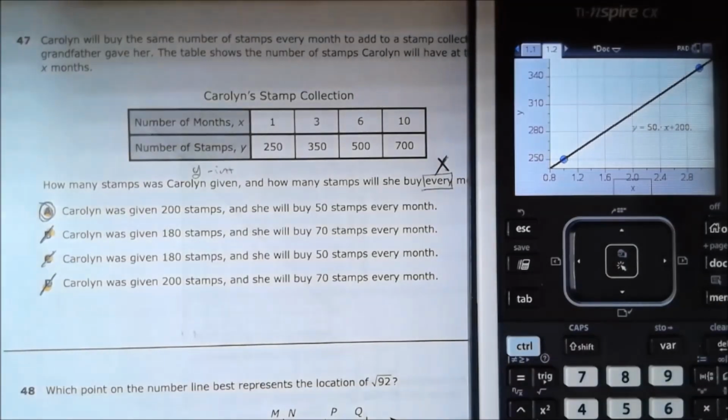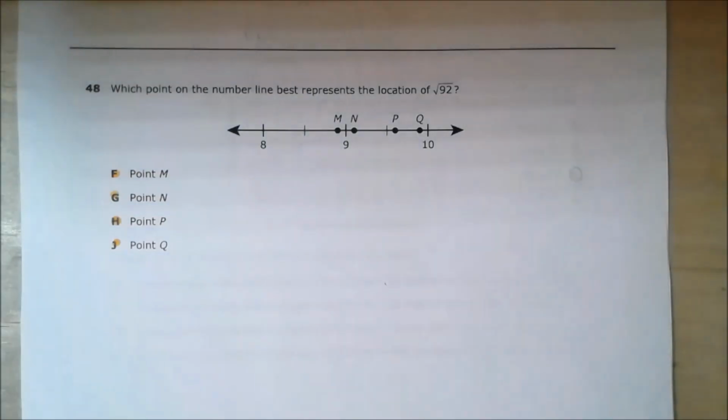Go ahead and pause this video and try the next problem on your own. 48. Which point on the number line best represents the location of the square root of 92?